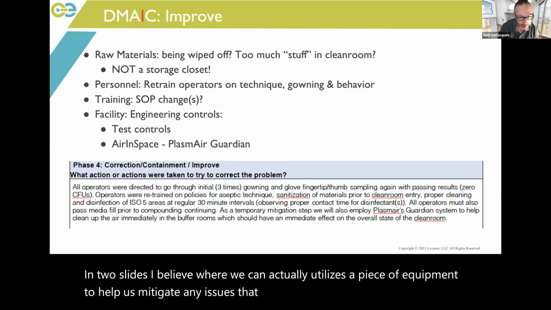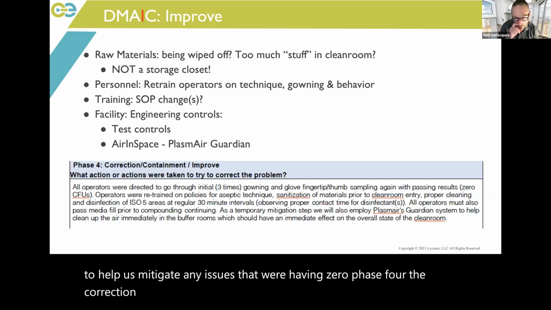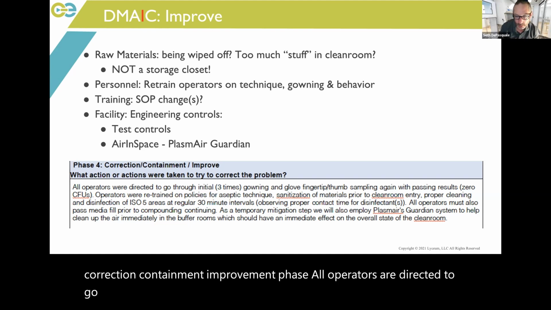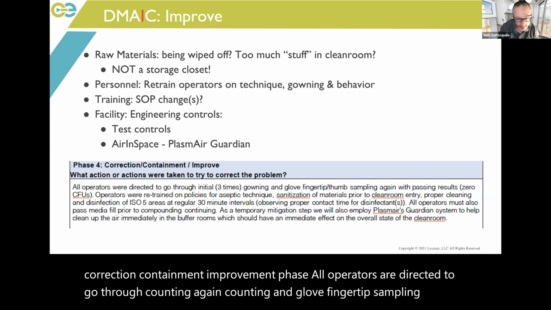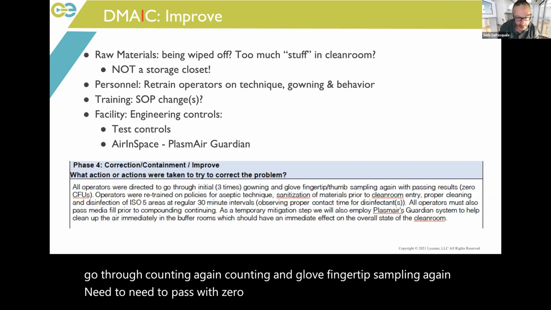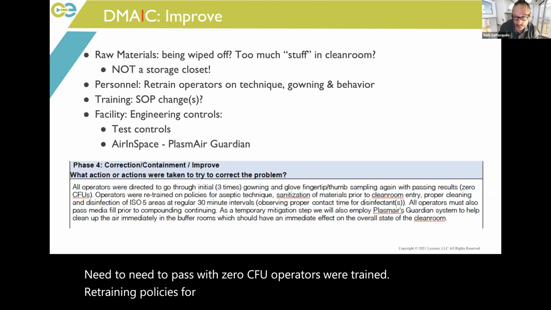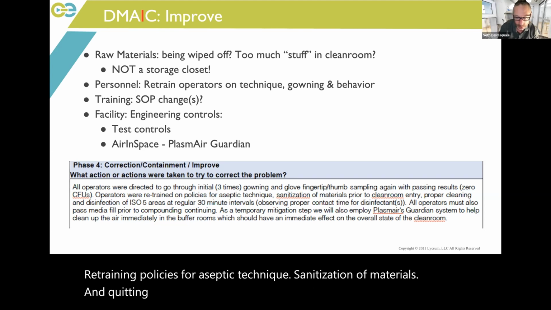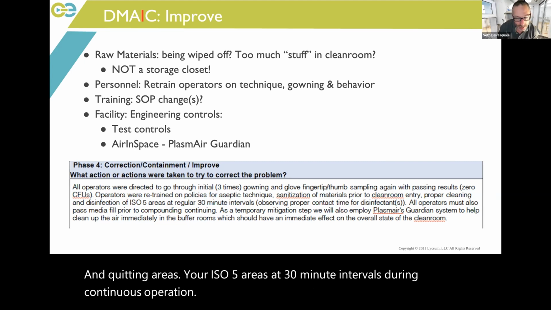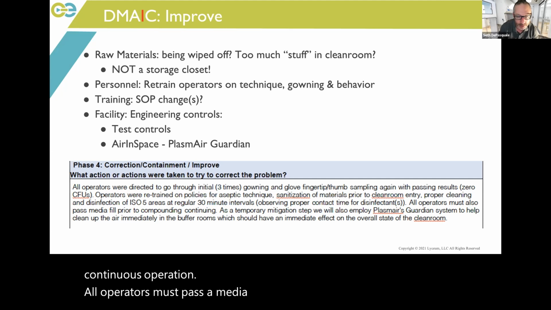So phase 4, the correction, containment, improvement phase: all operators are directed to go through gowning and glove fingertip sampling again. Need to pass with 0 CFU. Operators were retrained on policies for aseptic technique, sanitization of materials, and cleaning areas, your ISO 5 areas, at 30-minute intervals during continuous operation. All operators must pass a media fill prior to compounding continuing.